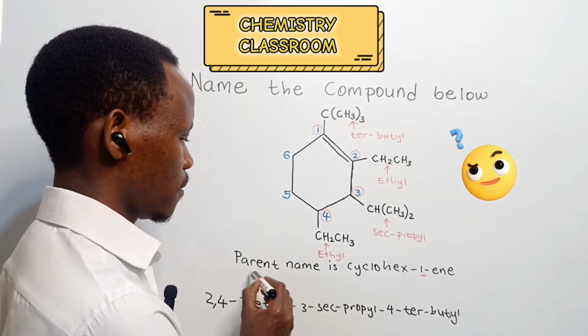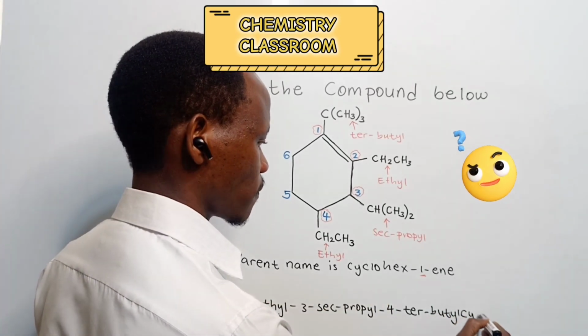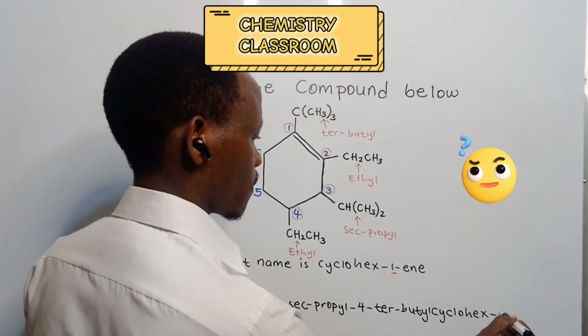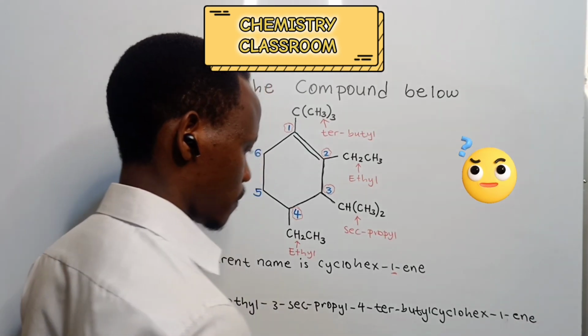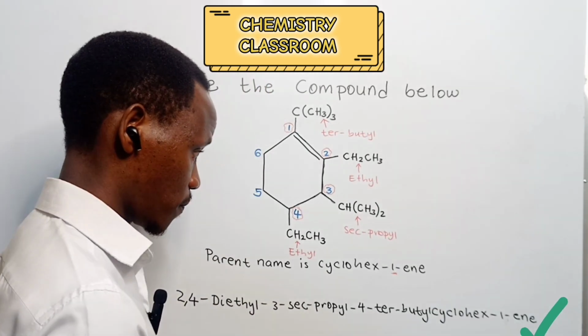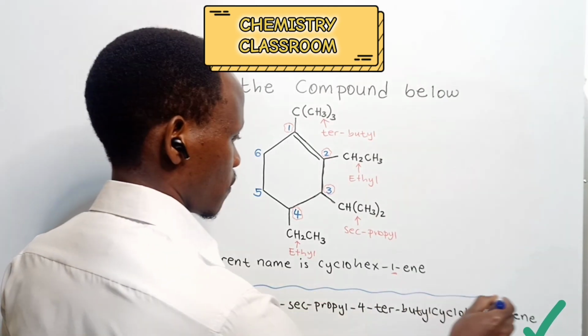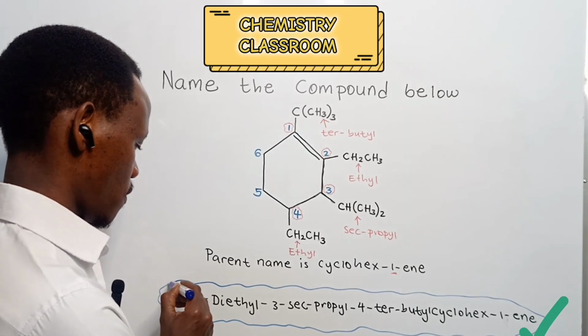What is remaining is our parent name, which we obtained above as cyclohexene. As simple as that. So I will highlight it or enclose it in blue ink for matters of emphasis.